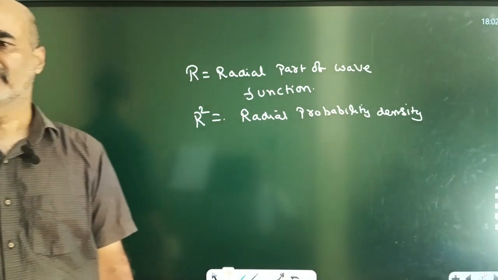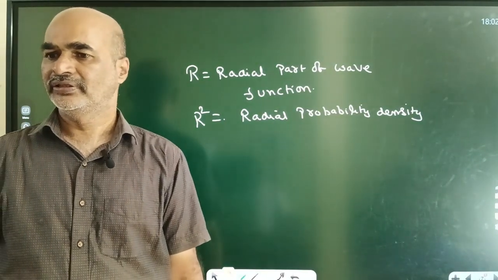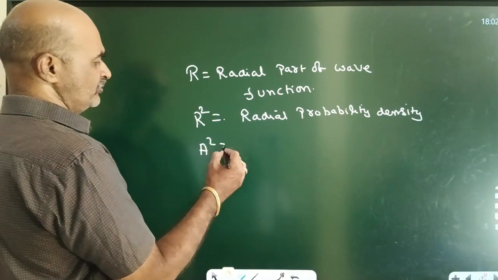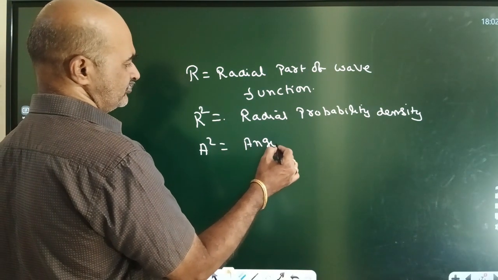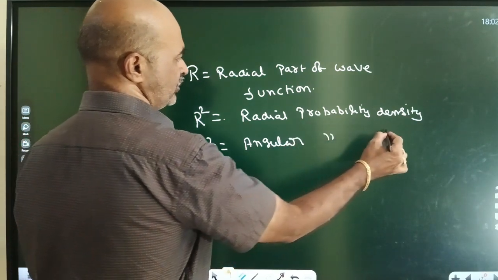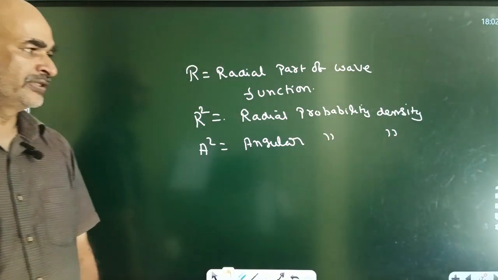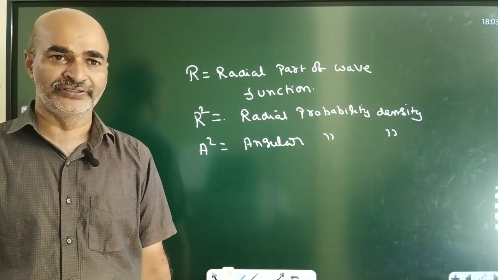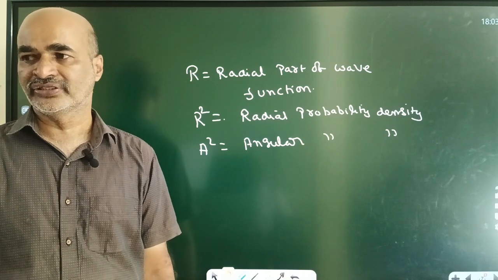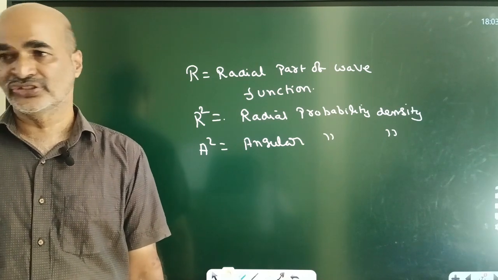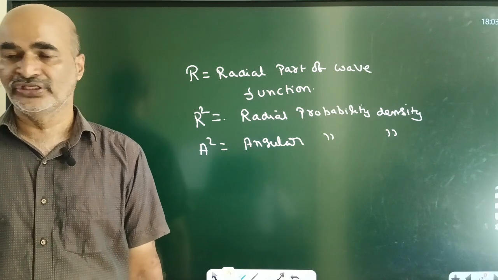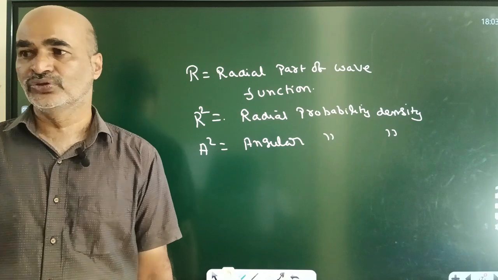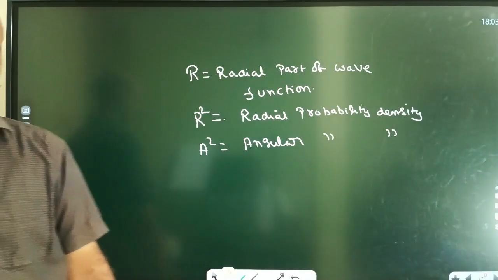Radial probability density. Now, psi square is equal to angular probability density. So, when the Schrodinger wave equation is solved, a series of solutions are formed. Each solution is denoted by psi.